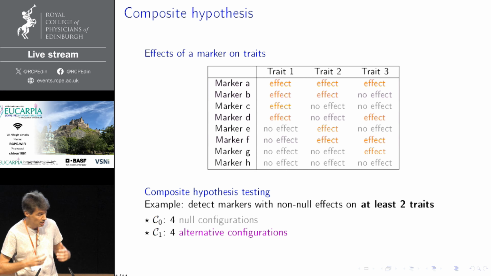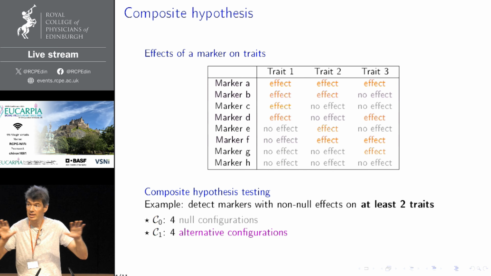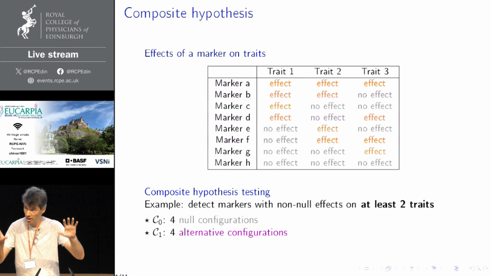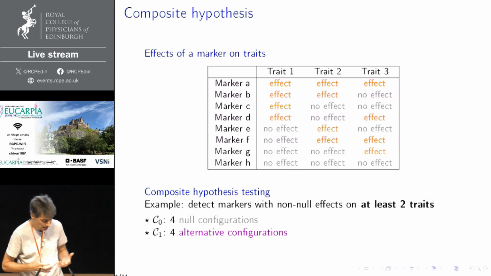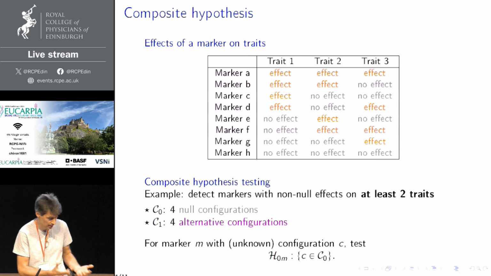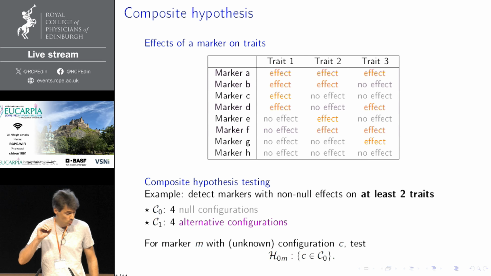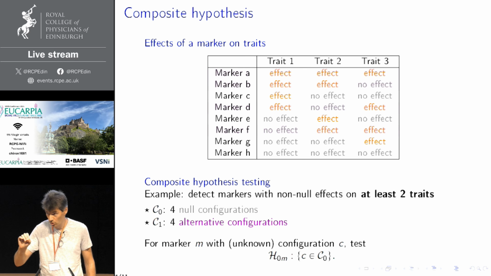Okay, and so you can see that splitting the configuration list into these 2 subsets, C0 and C1, gives you exactly the composite hypothesis that you want to test. So now I can reformulate what I was saying before. H0 can now be expressed as: we want to test for the marker if its unknown configuration C belongs to the set C0 or not.